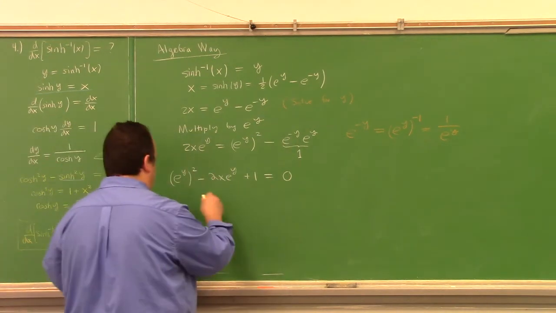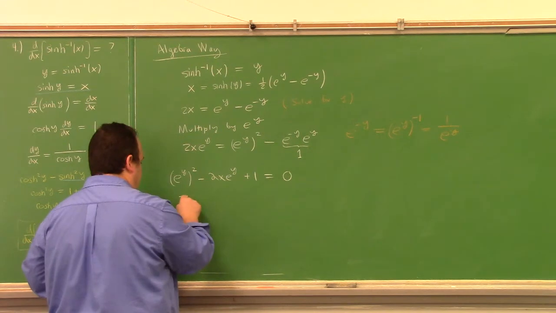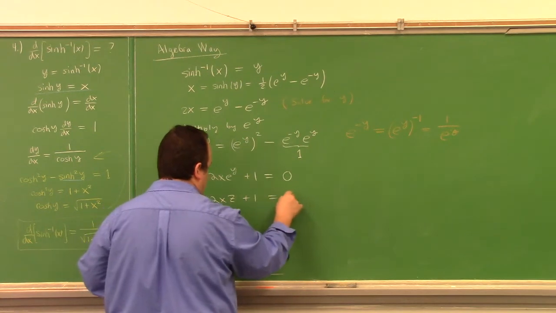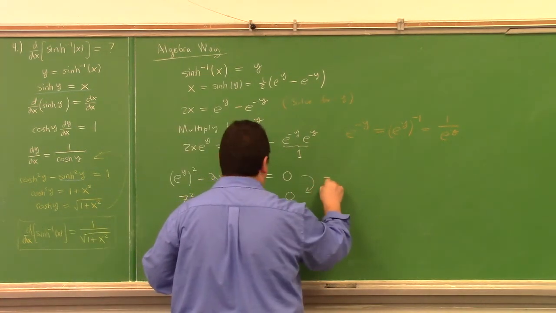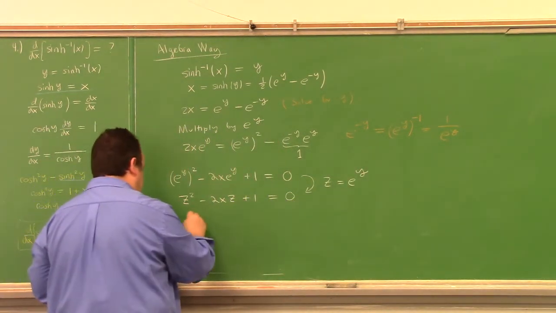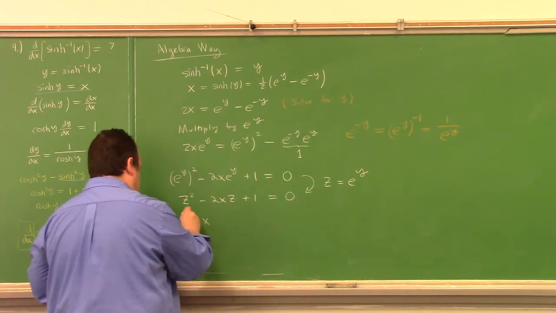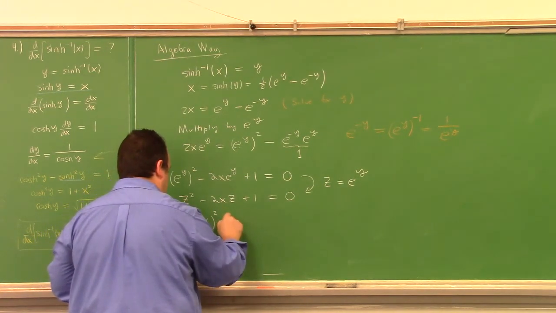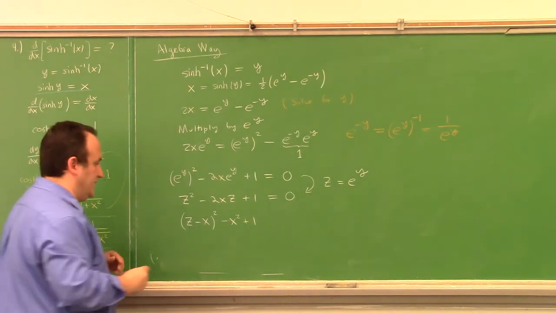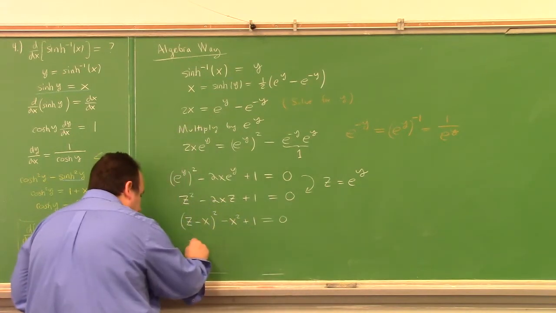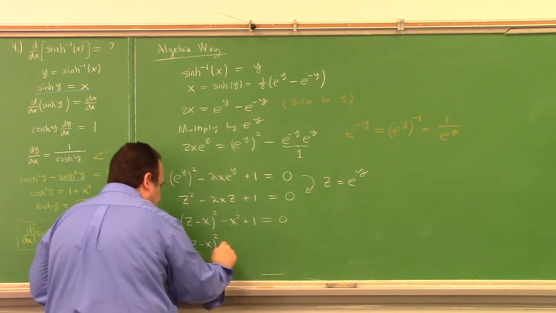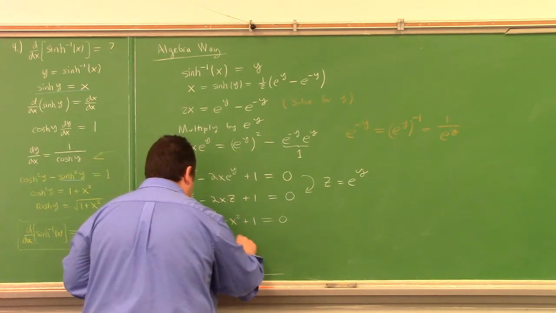So we make a z squared minus 2xz plus 1 equal to 0, right? Make a z equals e to the y substitution just to see it. And this we can factor, complete the square actually. So I've got z minus x quantity squared minus x squared plus 1 equal to 0, completing the square. And so I get z minus x squared equal to x squared minus 1.